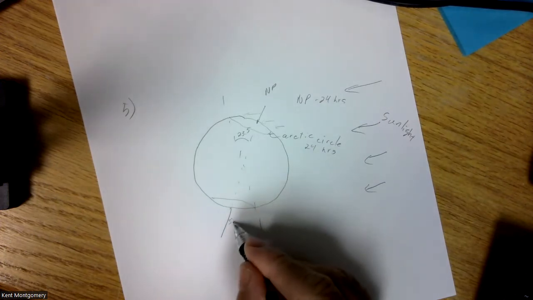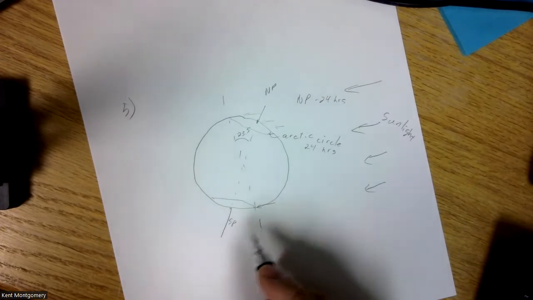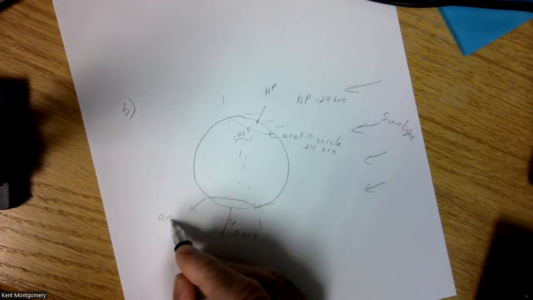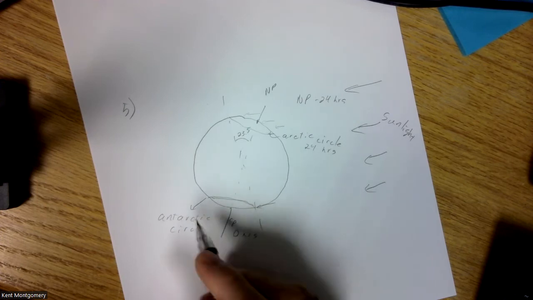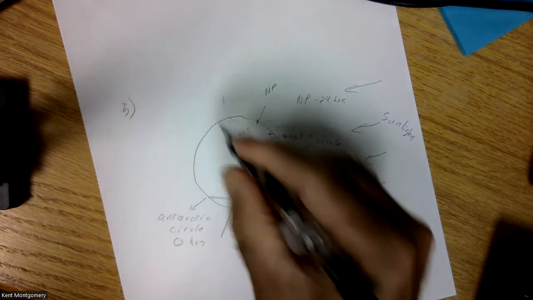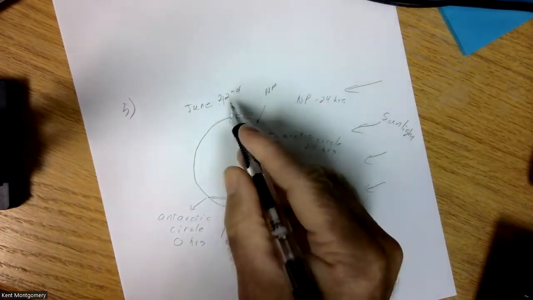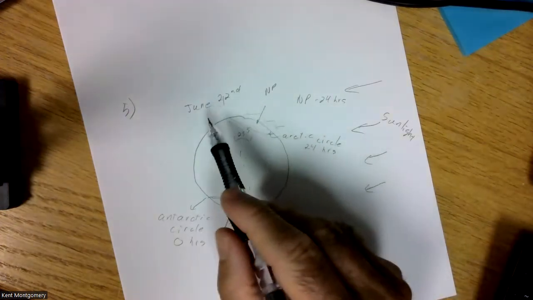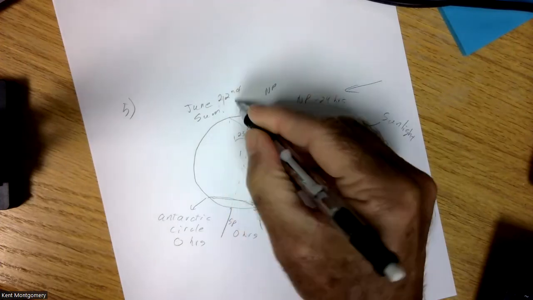If you're at the South Pole, sunlight only gets to here. You're in the darkness, and so the South Pole gets 0 hours of daylight, even all the way down to the Antarctic Circle. Still only gets 0 hours of daylight. This is the summer solstice, June 22nd, approximately. The date varies by some years or something like that, but let's just call it the summer solstice.